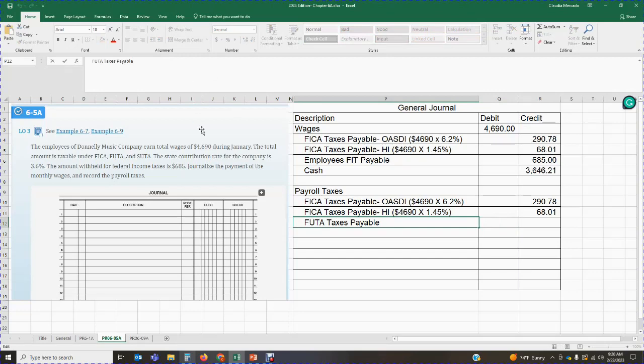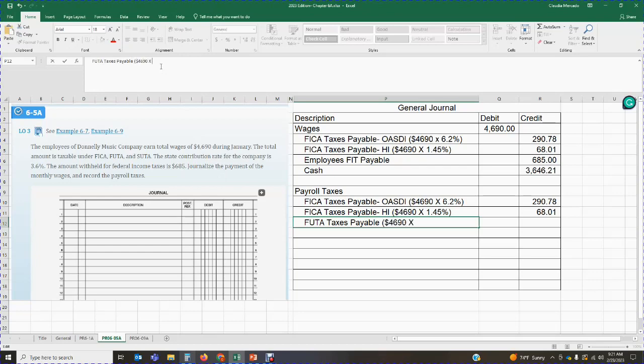And the key here, look what it says. The total amount is taxable under FICA, FUTA, and SUTA. So that means that my total wages has not surpassed any of the limits. We have to go back and remember that some of these taxes, like FUTA, is only assessed on the first $7,000 of wages. SUTA, it depends by the state. In this case, they're making it very simple. Everything is taxable.